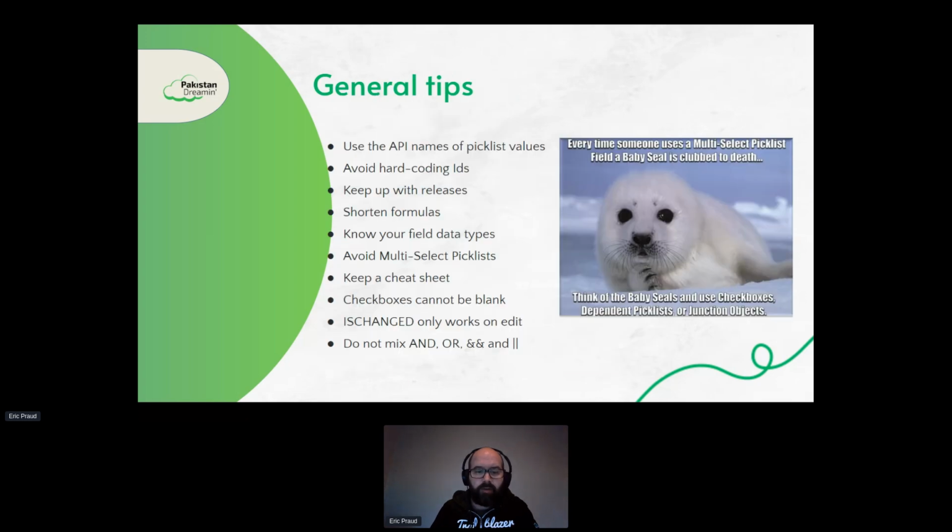Okay, just a few tips here. First, I want to point out that this meme is not mine. It belongs to the great Steve Moe, but I love it, so I had to put it there. So in no particular order, make sure you use the API names of picklist values. Formulas only take API names, not the labels. Avoid hard coding IDs if you can. So instead of user ID, maybe use user.username or user.alias.